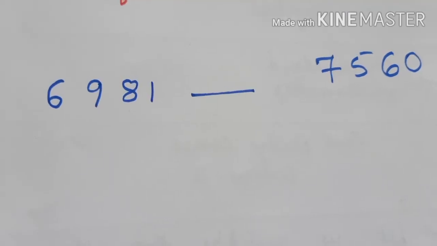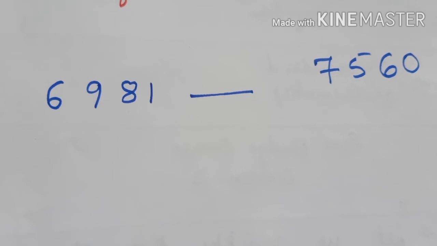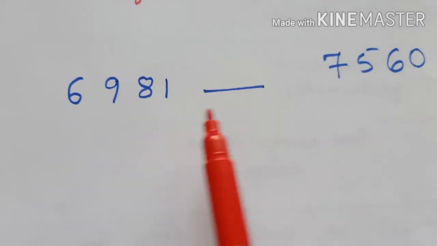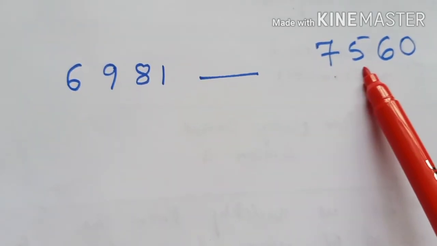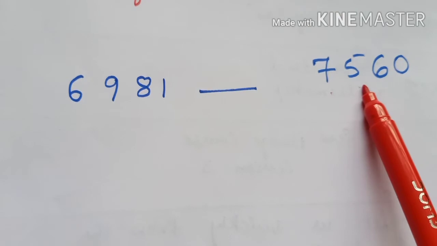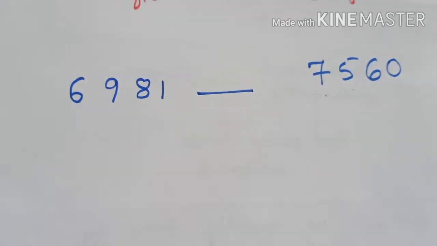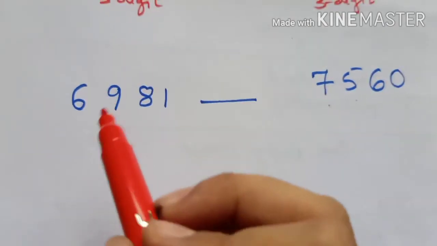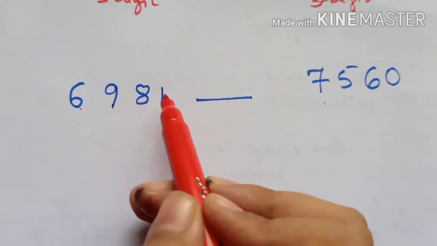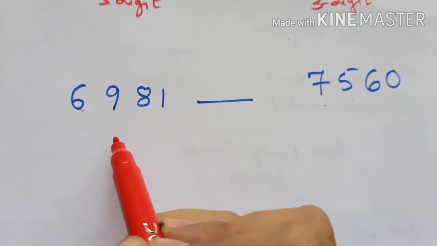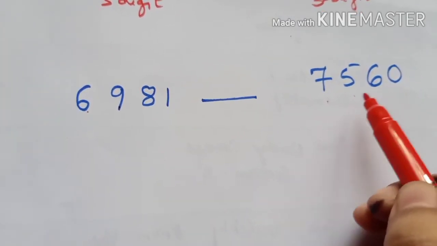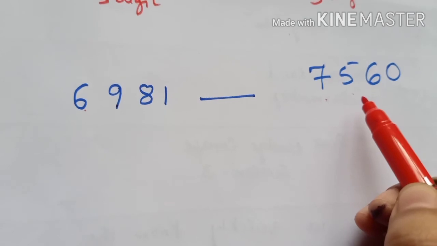Dear children, look at one more example. Here 6,981 and 7,560. Which number is greater? Shall we see now? Yes. Count the number of digits: 1, 2, 3, 4. This is also a 4-digit number. And here 1, 2, 3, 4. This is also a 4-digit number.